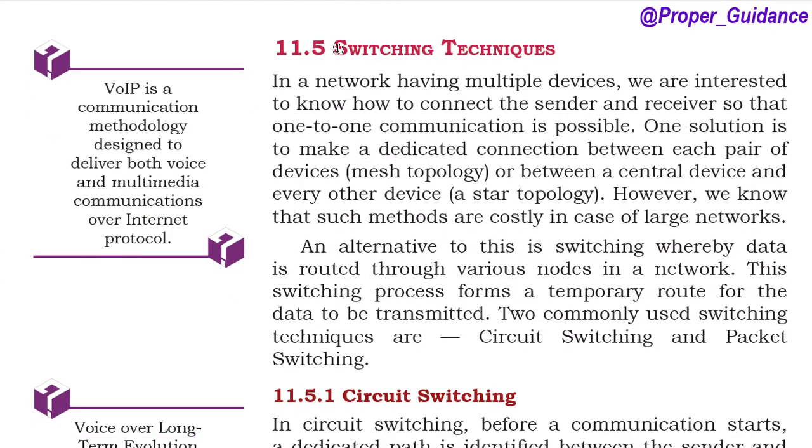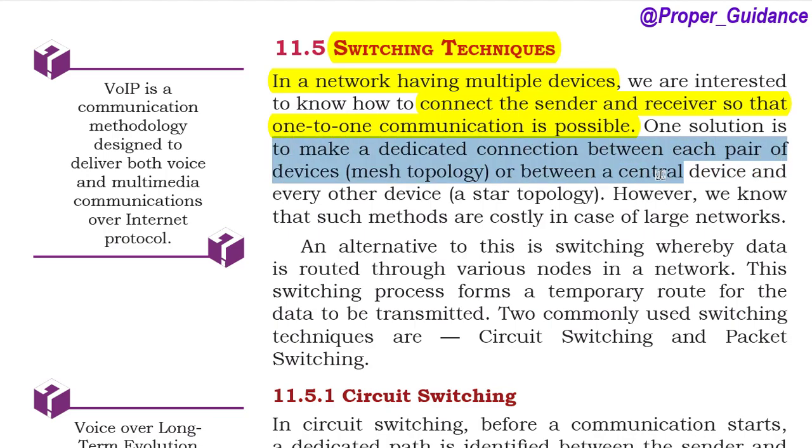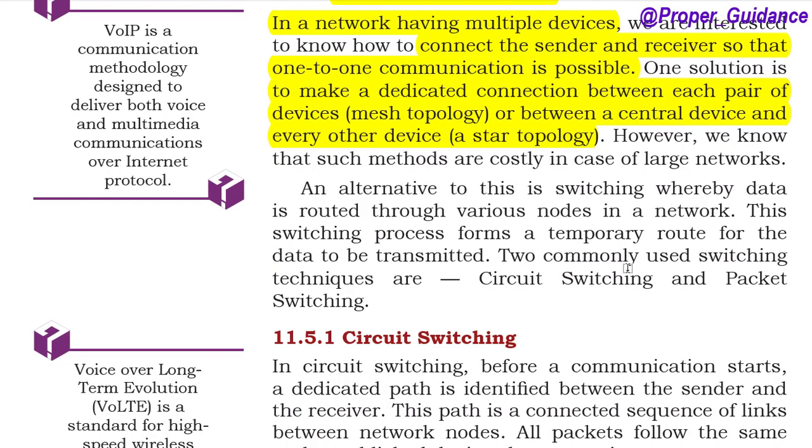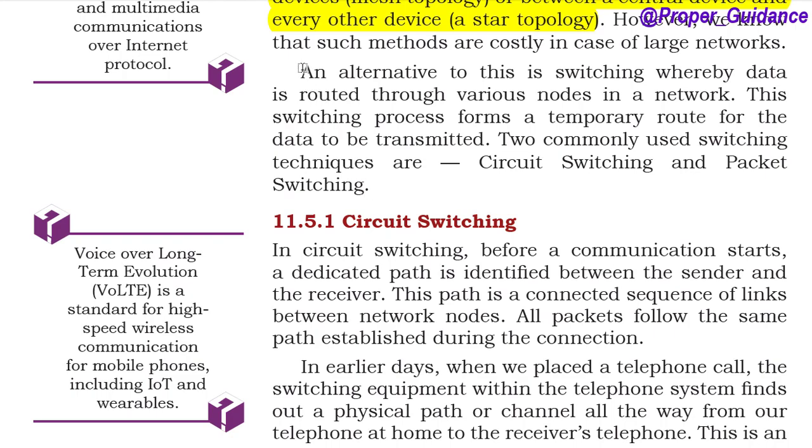Now, switching techniques. What do we mean by switching techniques? In a network having multiple devices, we are interested to know how to connect the sender and receiver so that one-to-one communication is possible. One solution is to make a dedicated connection between each pair of devices, mesh topology, or between a central device and every other device, a star topology. However, we know that such methods are costly in the case of a large network. An alternative to this is switching, whereby data is routed through various nodes in a network. This switching process forms a temporary route for the data to be transmitted. Two commonly used switching techniques are circuit switching and packet switching.